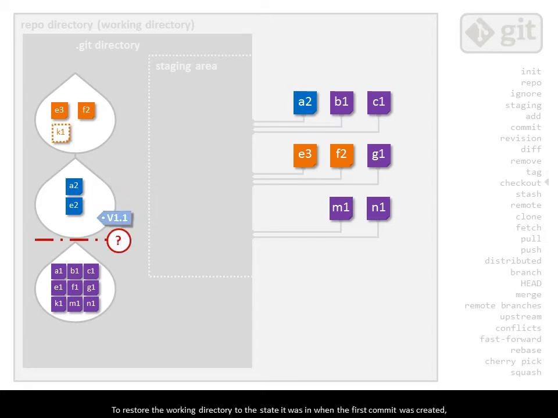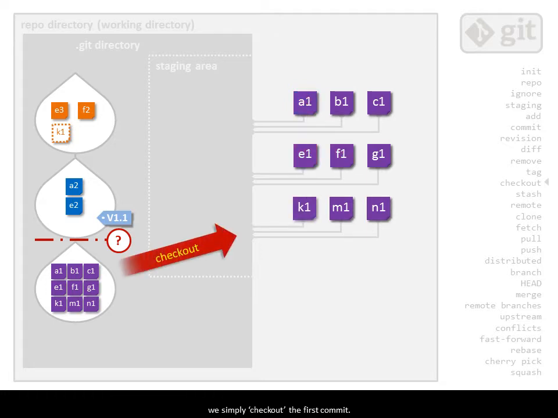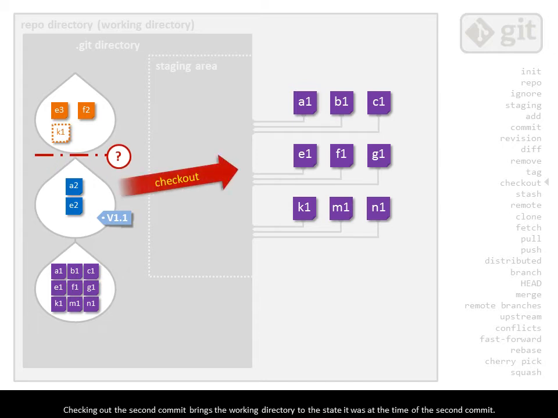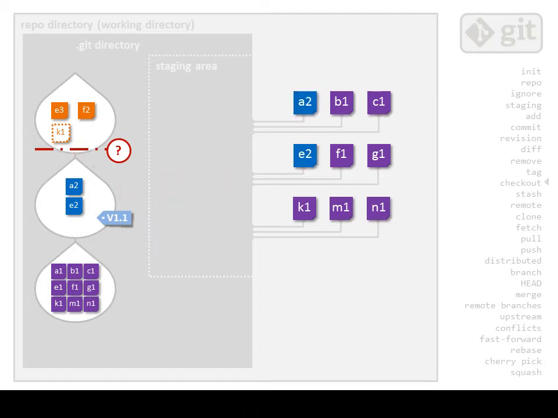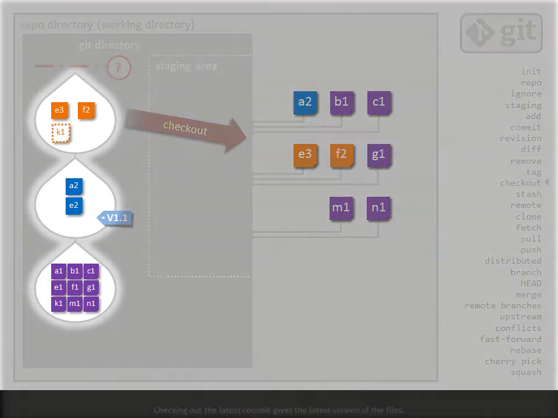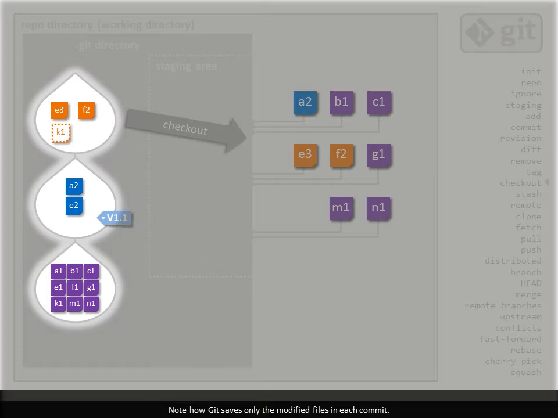To restore the working directory to the state it was in when the first commit was created, we simply check out the first commit. Checking out the second commit brings the working directory to the state it was at the time of the second commit. Checking out the latest commit gives the latest version of the files. Note how Git saves only the modified files in each commit.